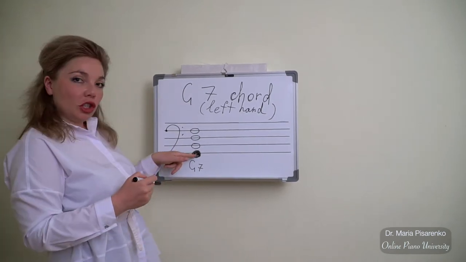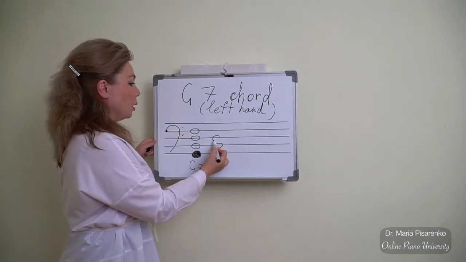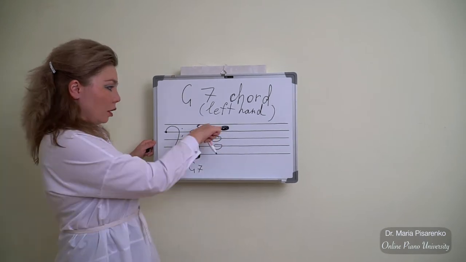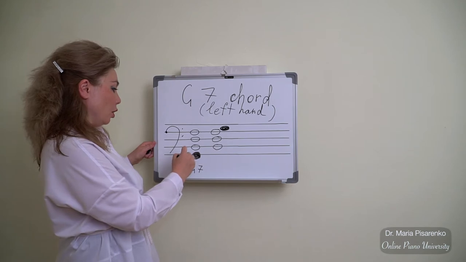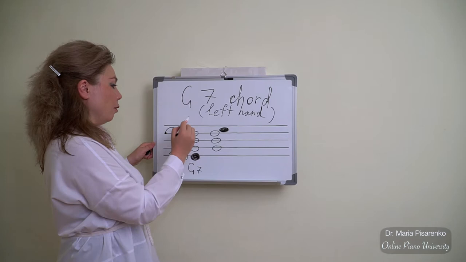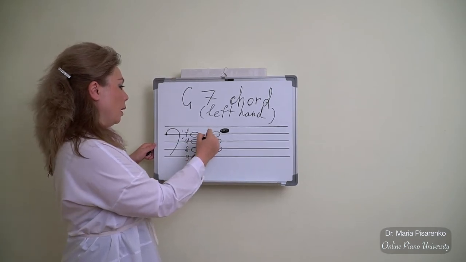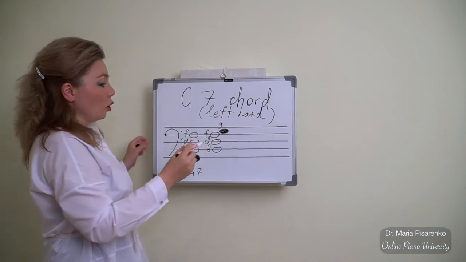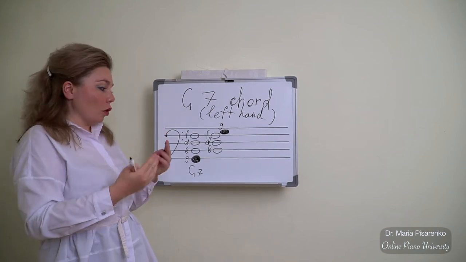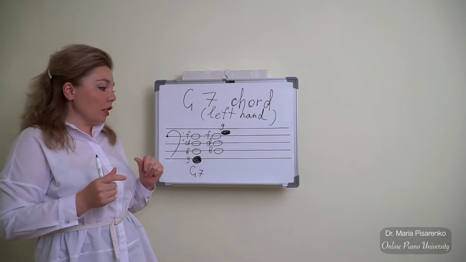We can put this G note on top and you will have B, D, F, G. So G note is on top. Let's mark G, B, D, F. And here you will have B, D, F, and G. So you are using the same notes, but you invert this chord. So this is called the inversion of G7th chord, the first inversion.